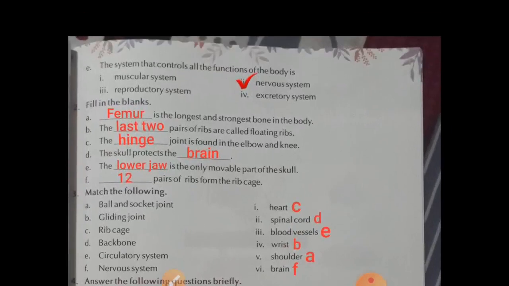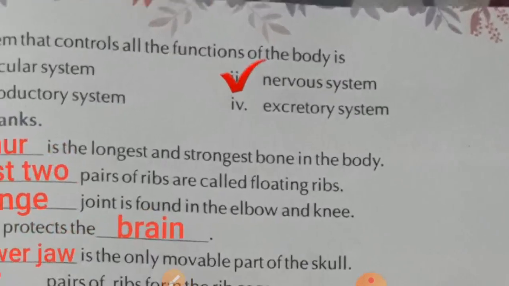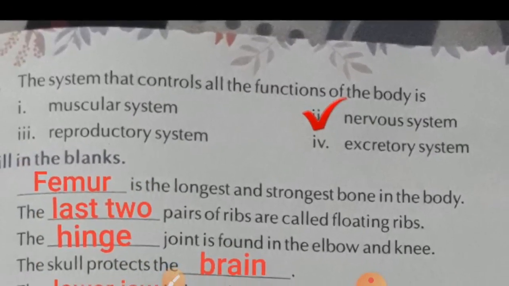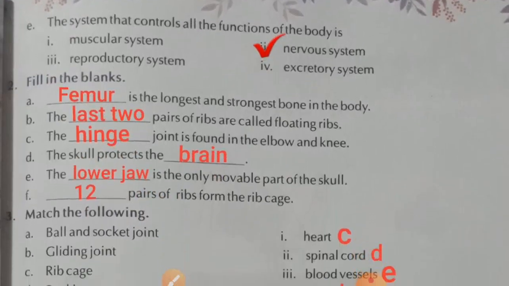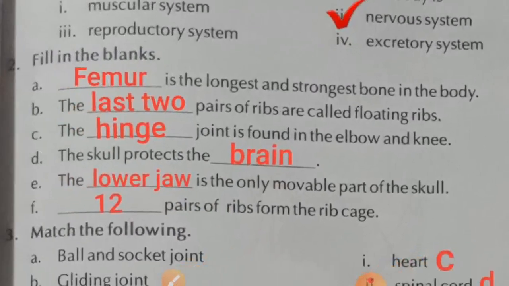Here you can see the next page. The system that controls all the functions of the body is the nervous system. So this is the answer of tick the correct. Here you can see. Now fill in the blanks. Now come on, see, fill in the blanks.